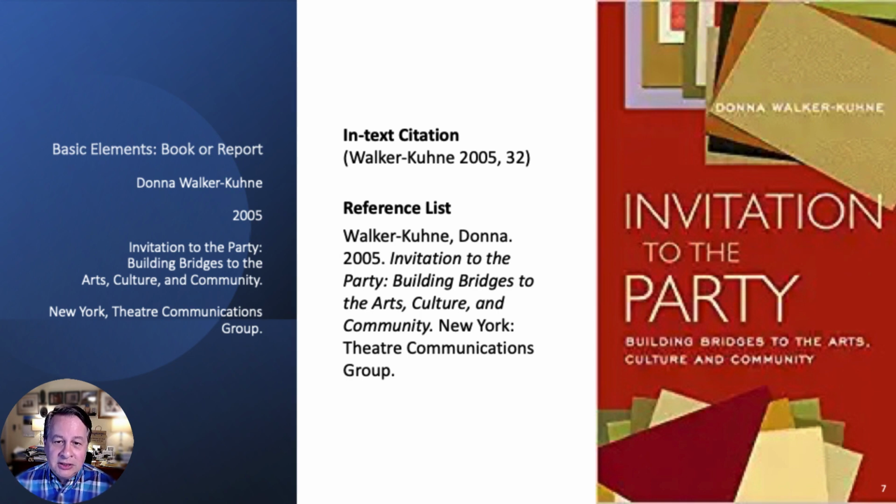So here it is in the reference list. It's Walker-Kuhn, comma, Donna, the person's full name, period. All the pieces are separated by periods. Then the year, period. Not a month, not a day, nothing else, just the year. Then the title of the book, always in italics, period. Then the city, a colon, and then the publisher's name, finished with a period. So all the parts, again, are separated by periods.